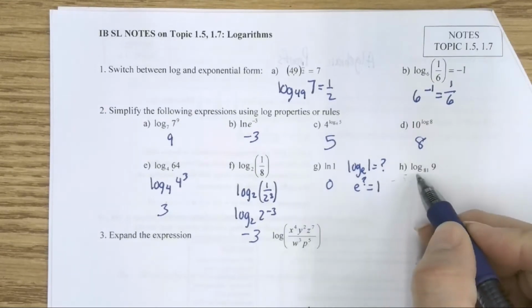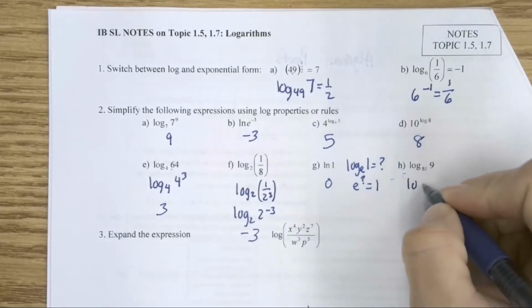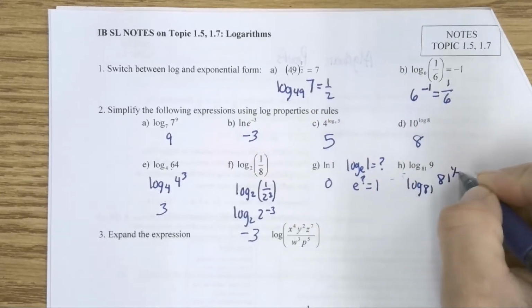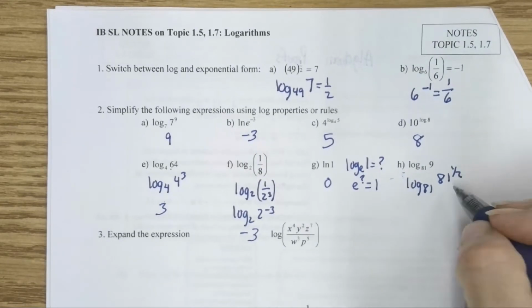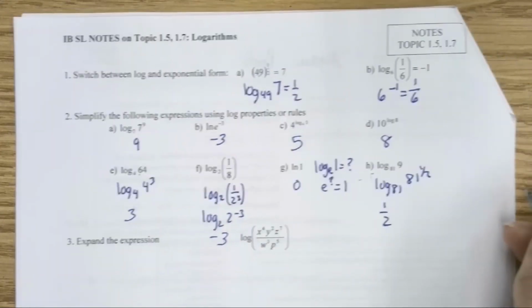And then on this last one, log base 81 of 9. Now, if you realize that you can rewrite 9 as 81 to the 1/2, that's probably the fastest way to work this. So the square root of 81 is 9, and then that simplifies all the way down to 1/2. But there is another way that you can work this one.